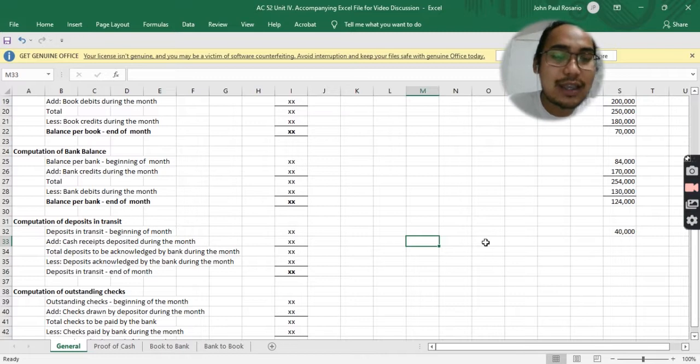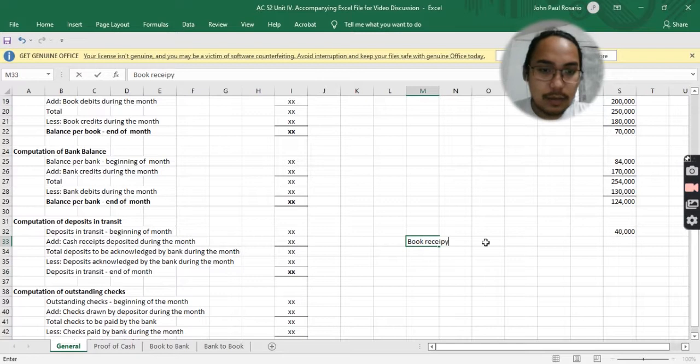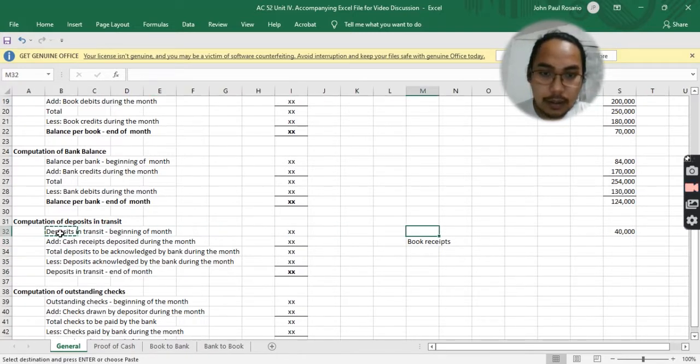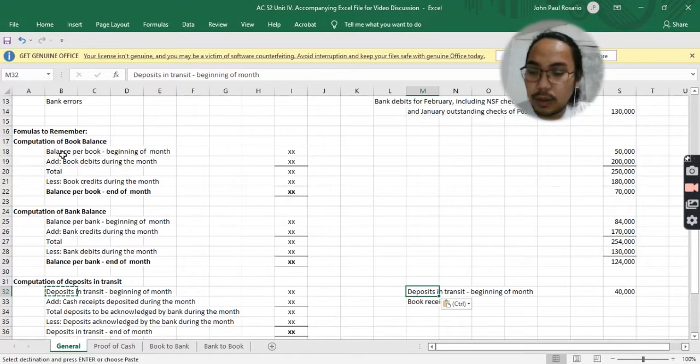We have to net out those items that you should not include, the items that did not include any checks in the very first place, no? So, let me just check our book. Anyway, let's just expound on this. So cash receipts deposited during the month is book receipts, no? How much was our book receipts? Let me just copy this one here.